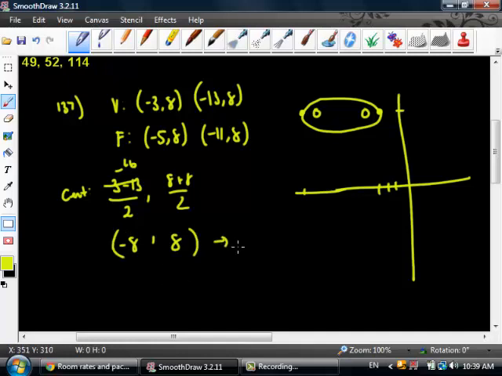So, based on this, I can write the bulk of my equation, which is (x + 8)² + (y − 8)² = 1. Okay, so let's go ahead and label our points here.